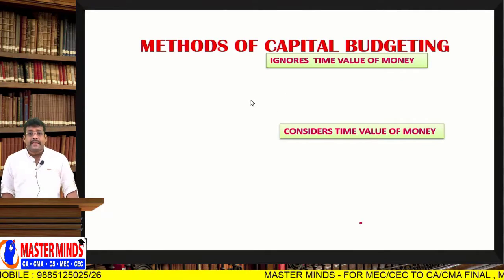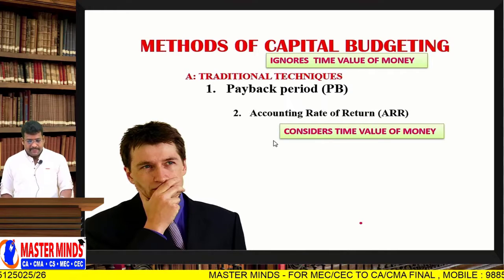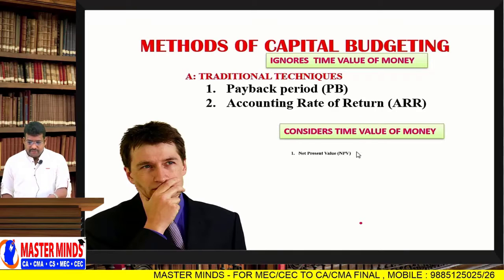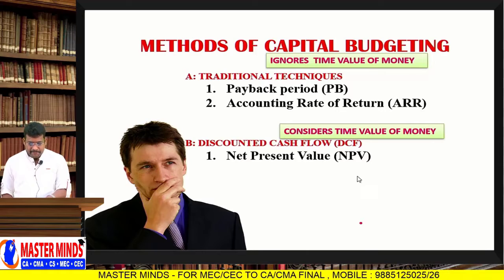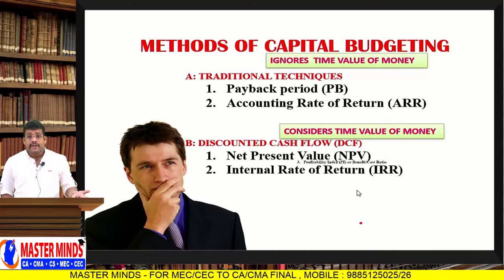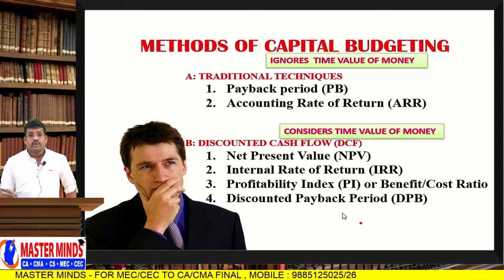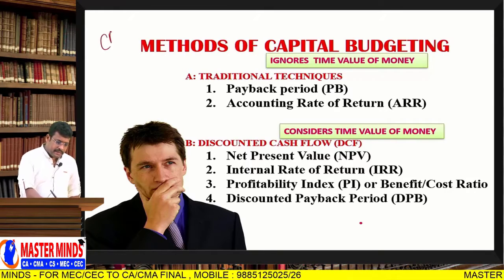So, methods of capital budgeting. One is traditional methods, another one is modern methods. Under the traditional methods, you will have payback period and accounting rate of return, and in modern methods, you will have net present value, internal rate of return, profitability index, and discounted payback period. So these are the methods of capital budgeting.